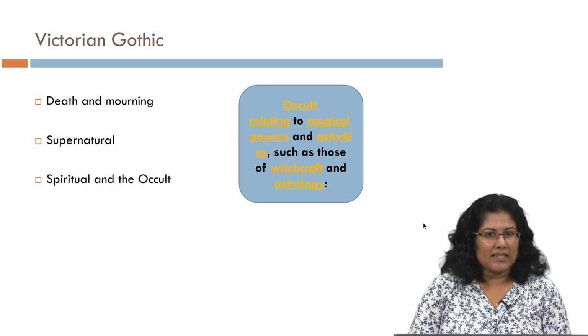So, I have there on the slide for you the definition of the occult as well. So, what is the occult? Occult relates to magical powers and activities such as those of witchcraft and astrology. So, these are some of the significances in relation to Victorian Gothic fiction.